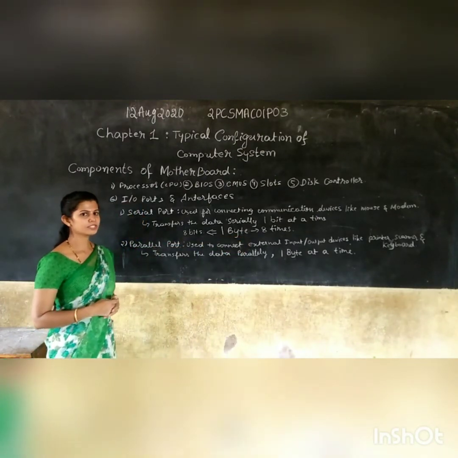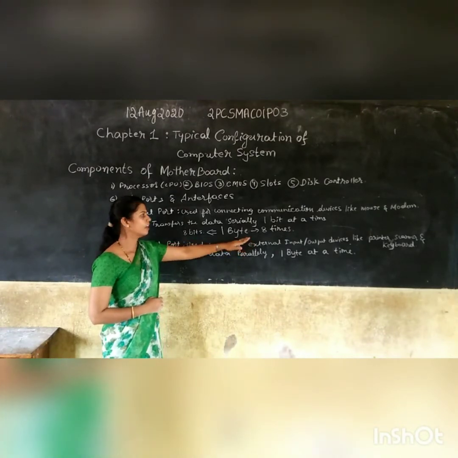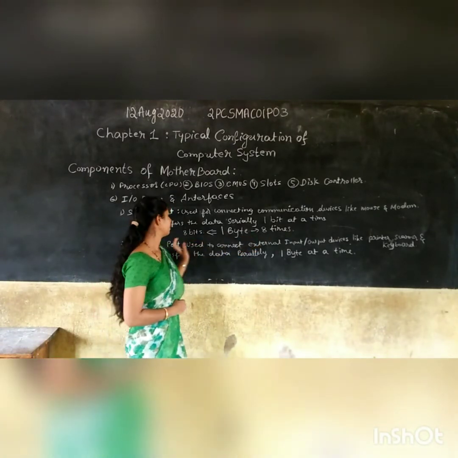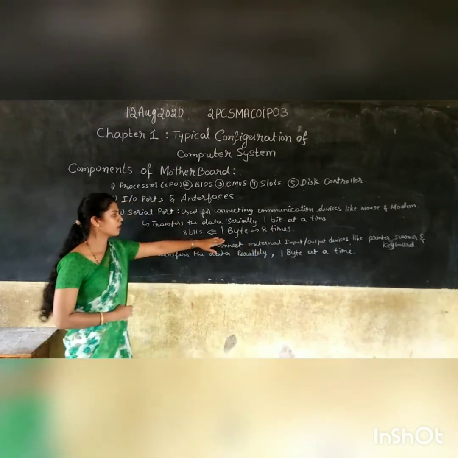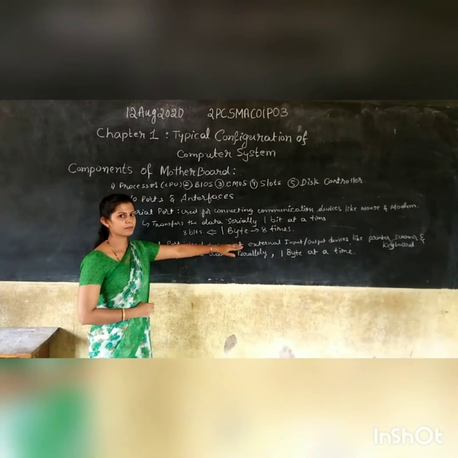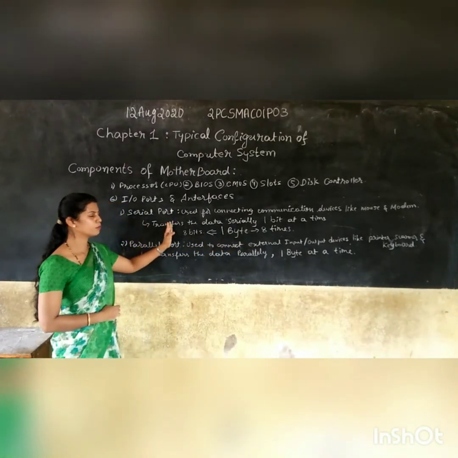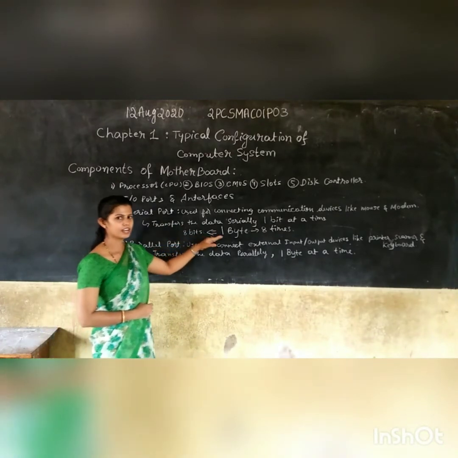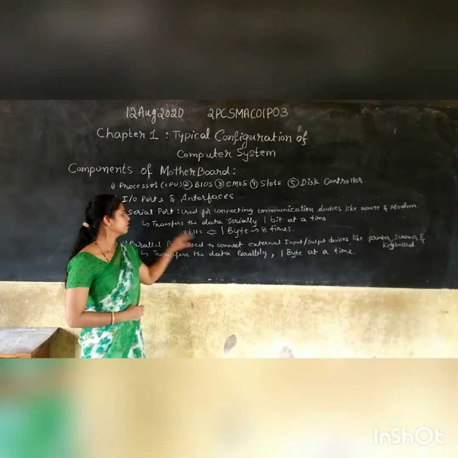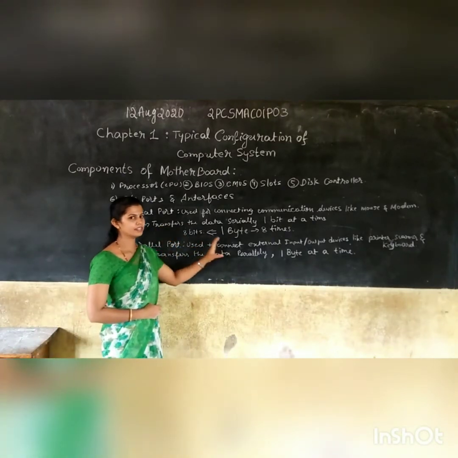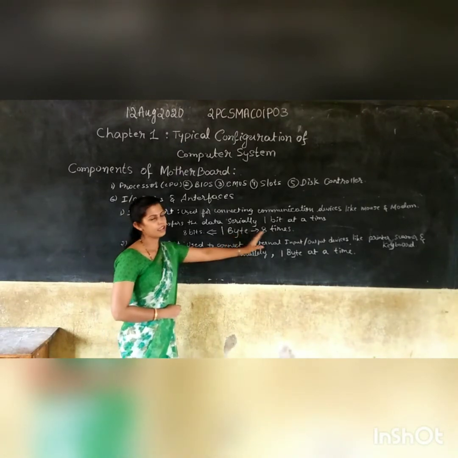So, if you want to send one byte of data, it requires 8 times to send that 1 byte of data. That is, 1 byte is equal to 8 bits. So, in a serial port, it will send the data serially, that is 1 bit at a time. To send 1 byte, that is 8 bits of data, it will take 8 times.